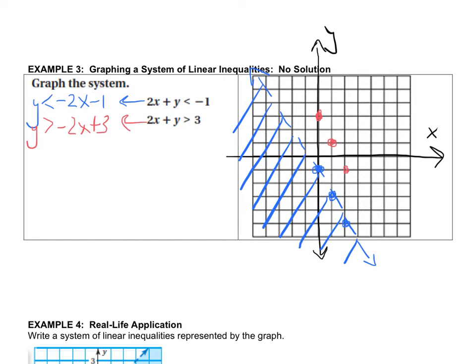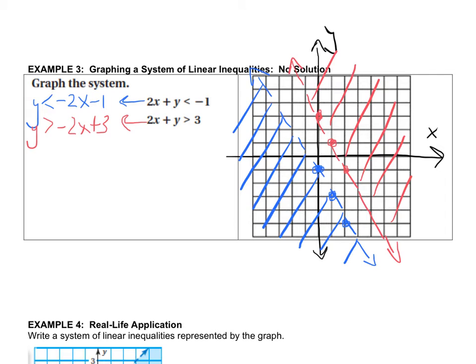Also, dash line, because we don't have an or equal to part. If I was to test 0, 0 on this equation, 0 would not be greater than 3. So again, I would shade the other way.